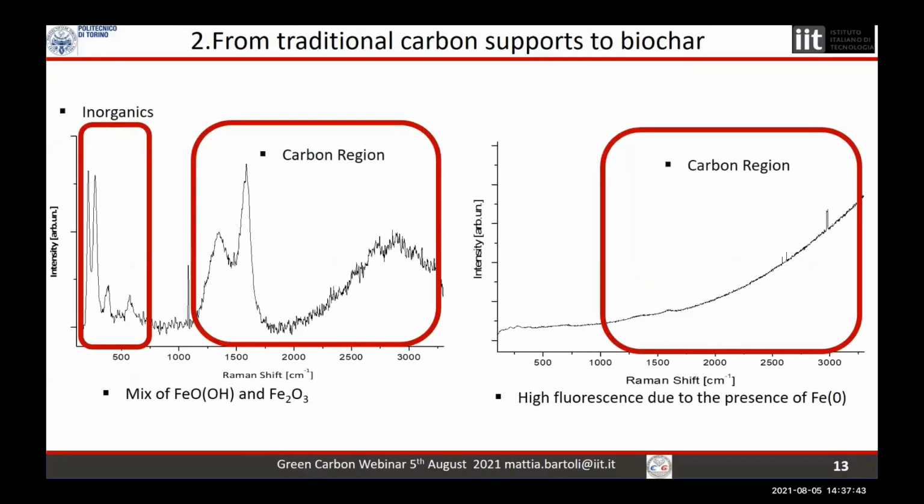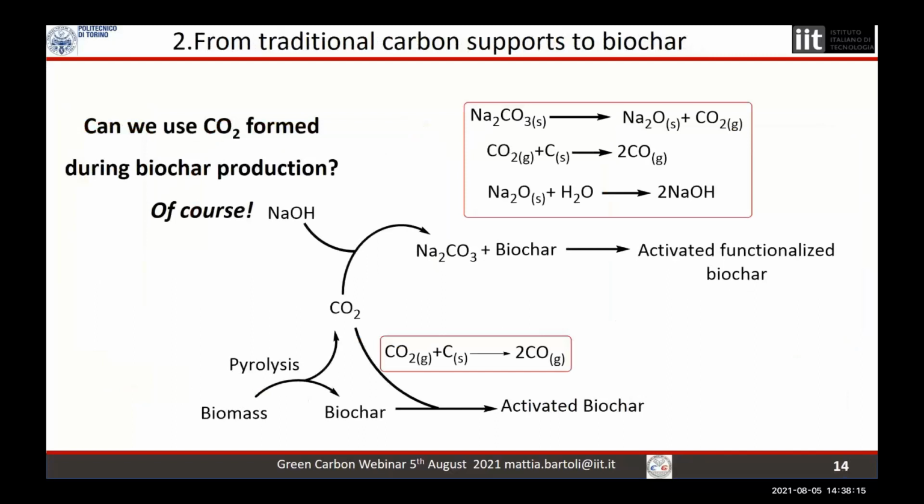The support for the overall process, for the description of the process, could be found by analyzing the Raman spectra reported here. After the deposition of salt on the surface of biochar, we observe a mixture of iron oxide. After the carbothermal reduction, we observe a great amount of fluorescence due to the metal core of the particles. And this is a support of the mechanism that I showed you in the previous slides.